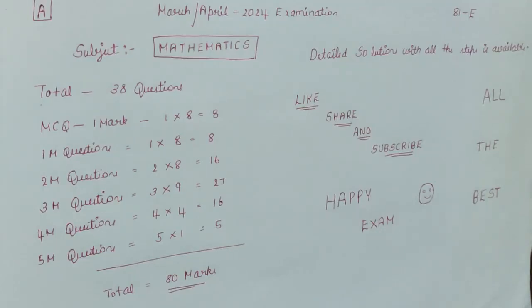Today we are going to solve the March-April 2024 examination mathematics question paper. In this video you will obtain all the detailed solutions with all the steps. So we'll first look at what we are going to solve in this video. There are a total of 38 questions: 8 MCQs of 1 mark each, 8 questions of 2 marks, 9 questions of 3 marks, 4 questions of 4 marks and 1 question of 5 marks. Total of 80 marks.